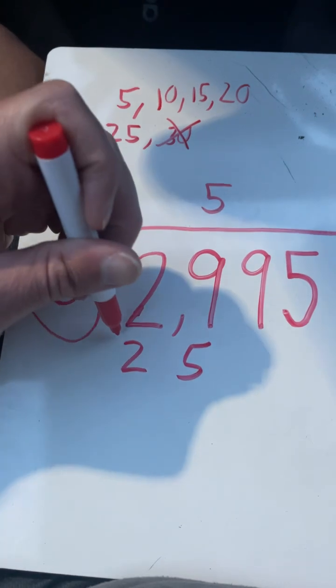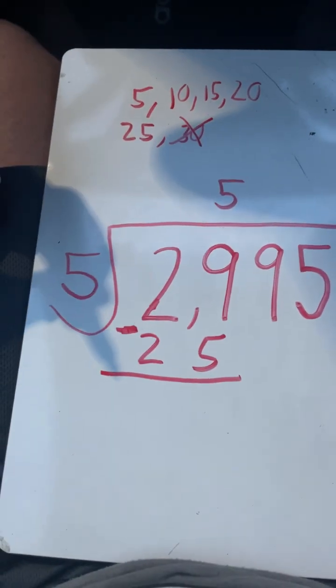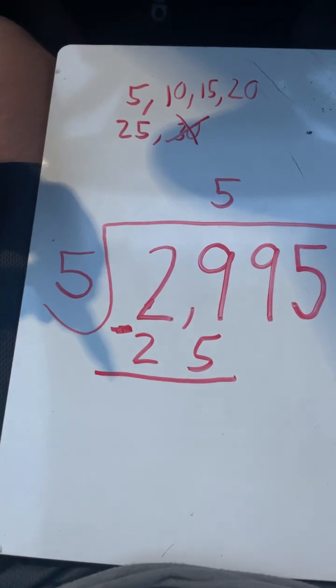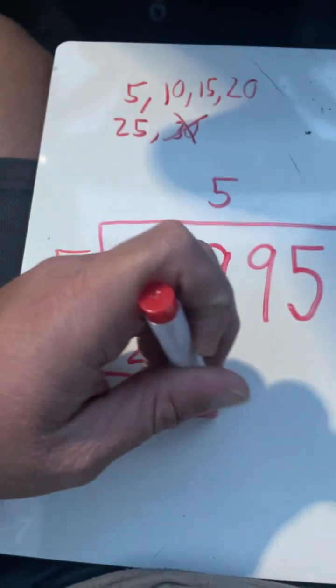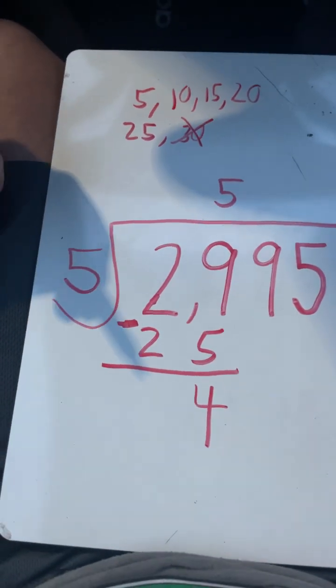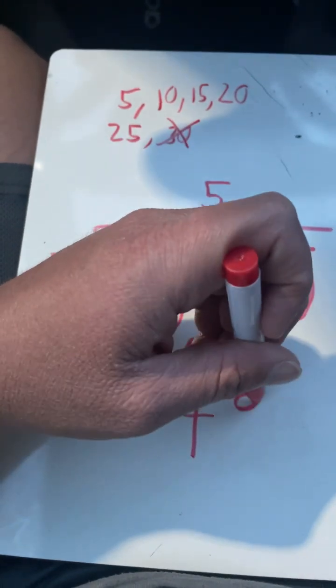5 times 5 is 25. We divide, we multiply, we subtract, we bring down. So 29 minus 25 equals 4. So we have a remainder of 4. Now we're going to bring down the 9.